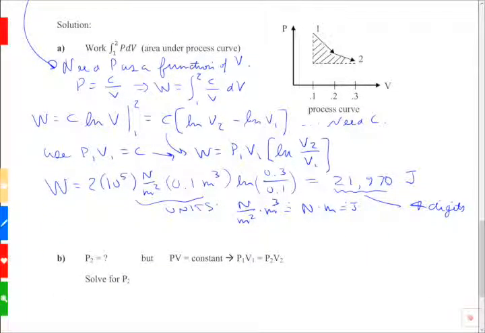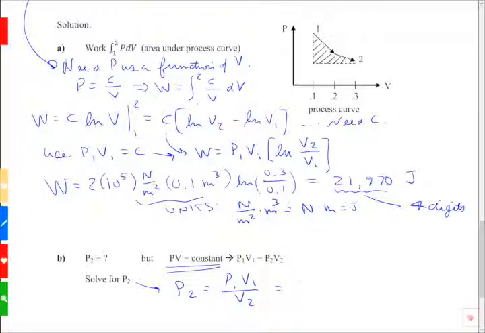Part B says, what's the final pressure? Well, once again, we can use the process relation. If PV is a constant, then P1 times V1 is also equal to P2 times V2. We can solve for P2. That's going to be P2 is P1 times V1 divided by V2.